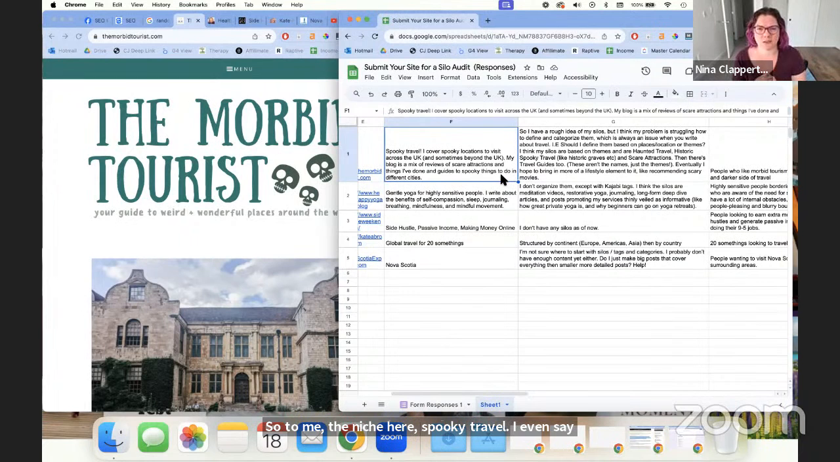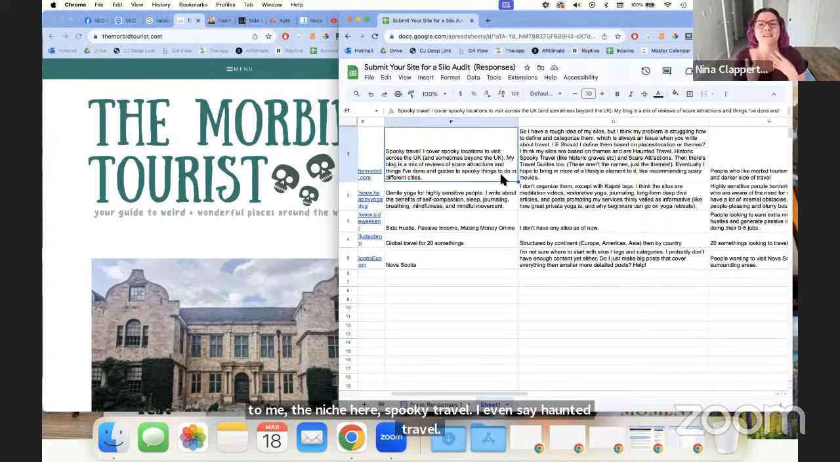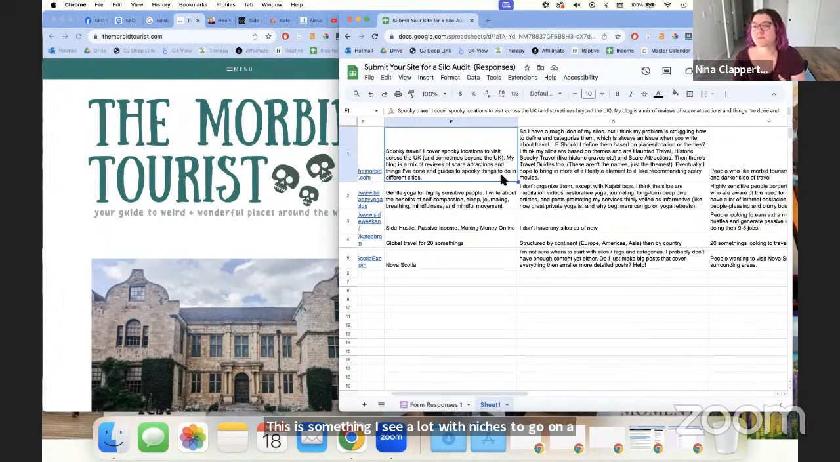This is something I see a lot with niches, to go on a minor tangent, is people choose a niche and they choose a name for it that maybe people don't know or search. I think spooky is close enough, but spooky, I don't know if that counts as haunted, and I'm not the person to fully make that call.